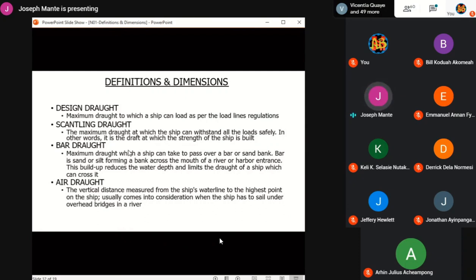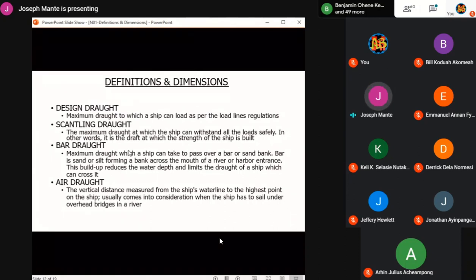For instance, maybe they are doing some work, but still you need to think that there's a certain draft you have to obtain. So you have to put all these into consideration before you even start loading. So the bar draft is the maximum draft which a ship can take to pass over a bar. Maybe there is some emergency and you still need to enter, the certain draft that has been set for you to be able to enter into the port.